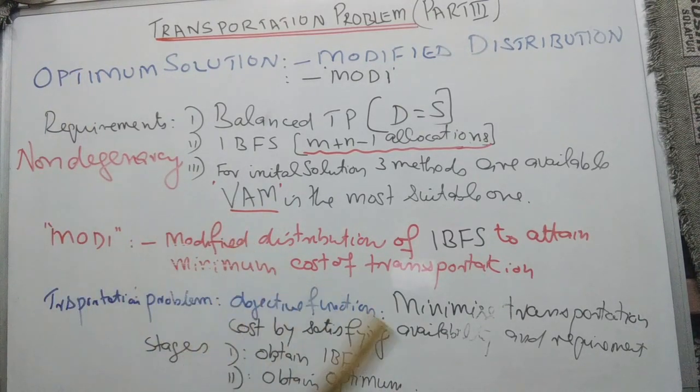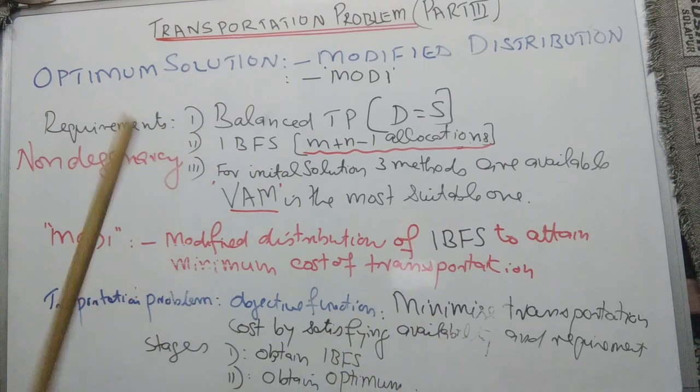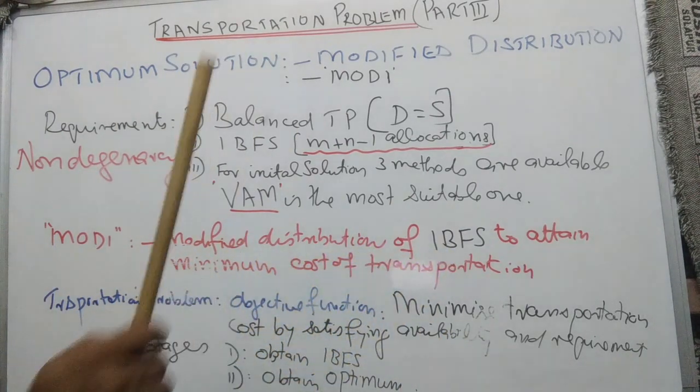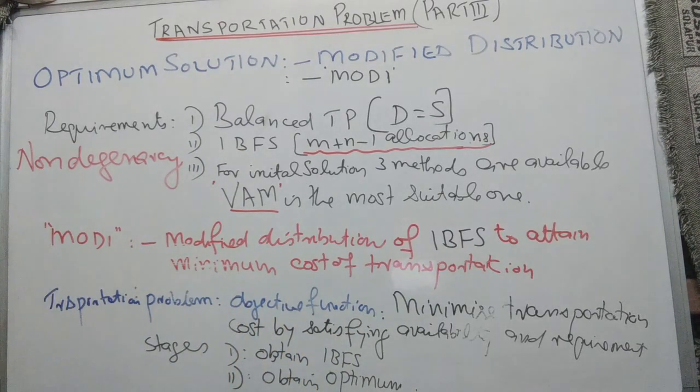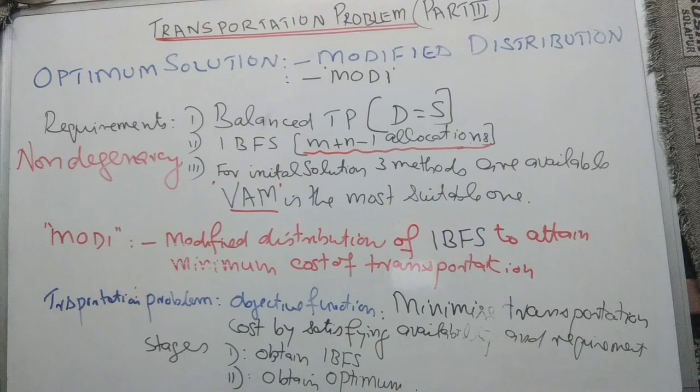After getting the Vogel's approximation method solution, we have to consider whether it is a non-degenerate solution, then only we go for MODI. So what is MODI? Modified distribution of IBFS. The initial basic feasible solution is to be modified for what? To attain the minimum transportation cost. This is a problem of linear programming, constrained optimization. The optimization means minimization of transportation cost, satisfying demand and requirement conditions. What is the objective function? Minimize transportation cost by satisfying availability and requirement conditions. Then MODI has two stages. First obtain IBFS, then go for MODI to get an optimum solution.